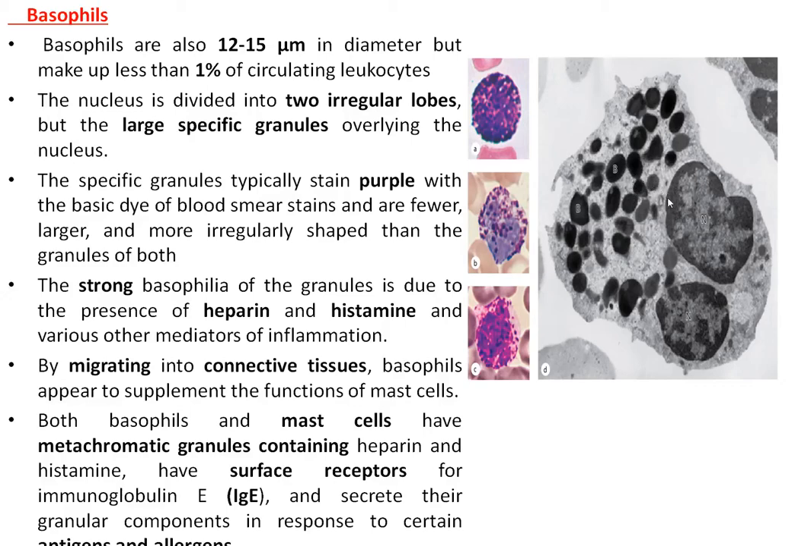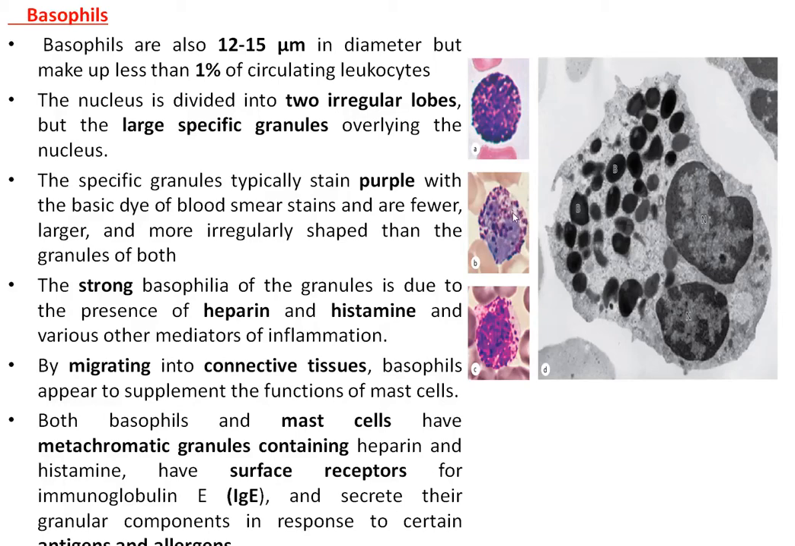This means they increase in an allergy reaction, since they contain heparin and histamine like mast cells. This is in blood, with all these features. When basophils migrate to connective tissue, they appear to supplement the function of mast cells, and when they go to connective tissue, they are converted to plasma cells.